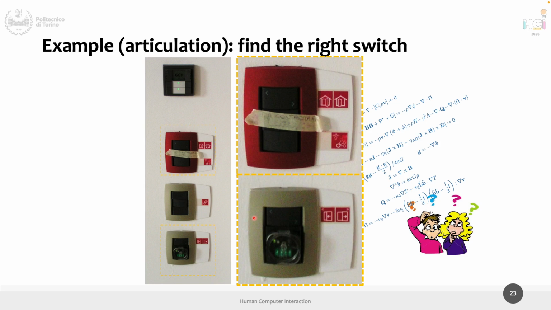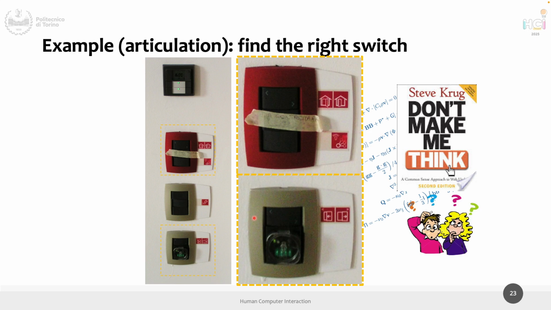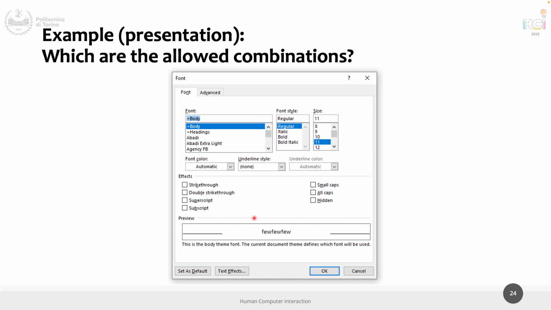But the fact that we are here thinking, okay, what it's doing is making me think about what I have to do, is already a problem per se. Here, look at this part. You know what this is? This is the advanced font capability in Microsoft Word. Look at this part. Imagine that you never used Word before. Which are the allowed combinations of these two columns here?